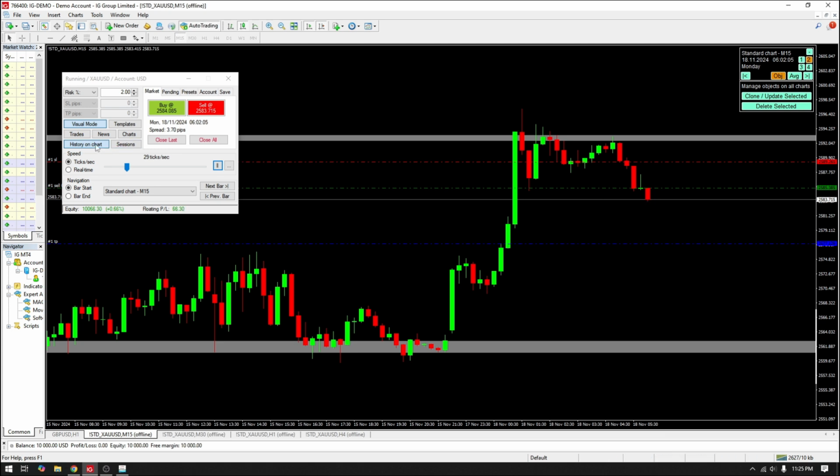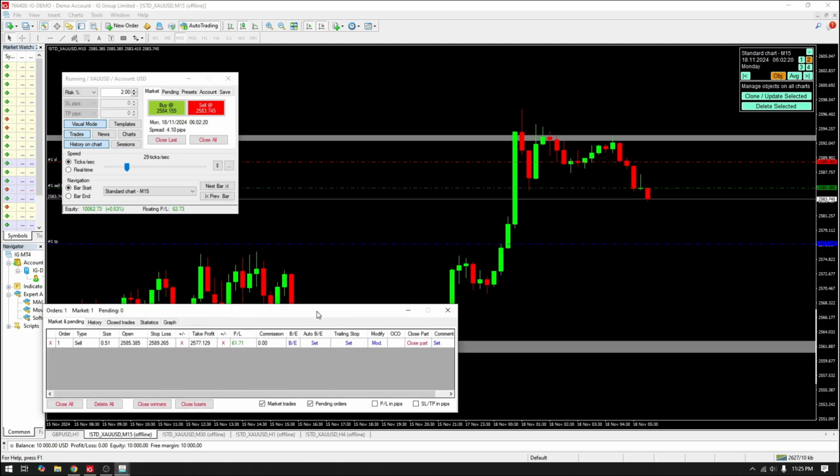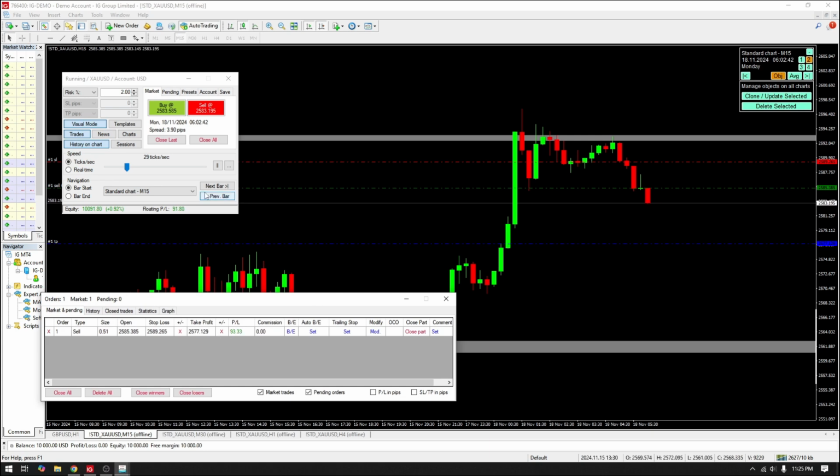Okay, let me just open up trades so we can see here exactly what's going on. So you can see here, this is 10 pips profit at the moment. Okay, let me put the profit in pips. Okay, so this is 19, nearly 20 pips profit at the moment.